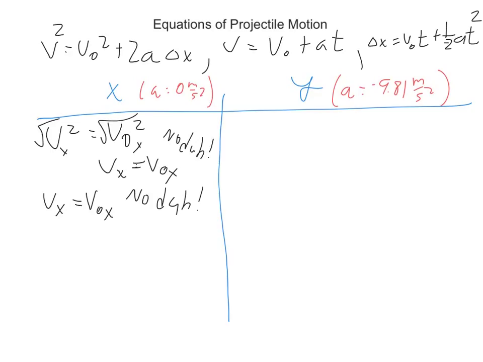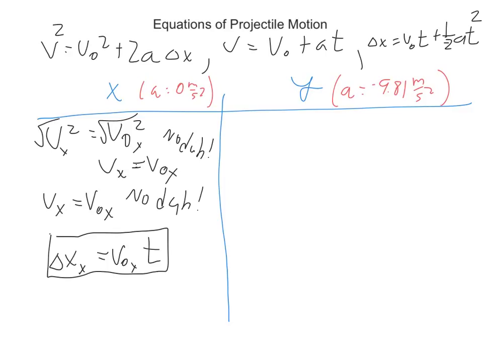Here we have this term that will again become 0 since the acceleration is 0 in the x direction, but we are left with something. We still have the displacement in the x direction being equal to the initial velocity in the x direction multiplied by time. Hooray! There is our one single equation that we will be able to use as far as the x direction goes when it comes to projectile motion.